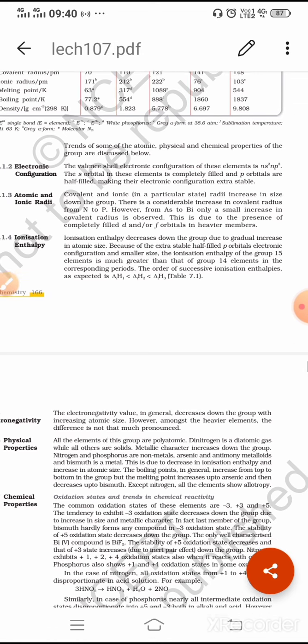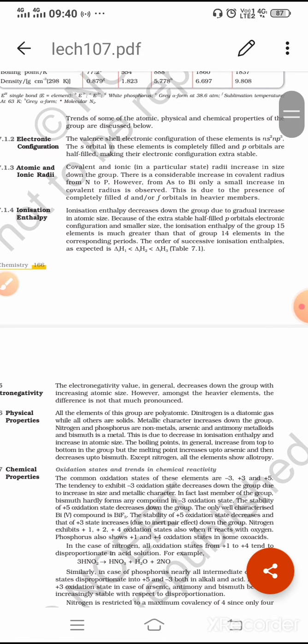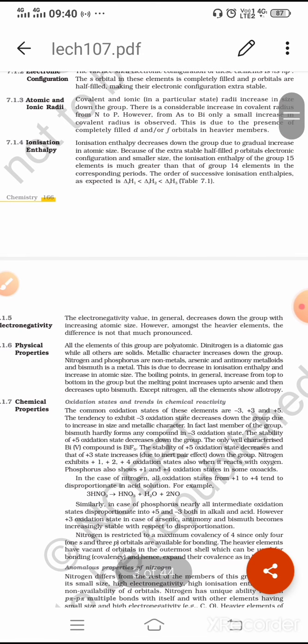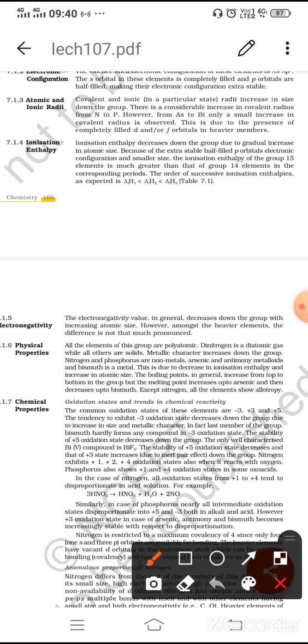Next, coming to the next property, ionization enthalpy. Ionization enthalpy means the change in energy of an atom for losing an electron from the outermost shell in an isolated gaseous state. The ionization enthalpy decreases down the group due to increase in atomic size. But as group 15 has the extra stability of the half-filled state, the ionization enthalpy of group 15 is comparatively higher than group 14.